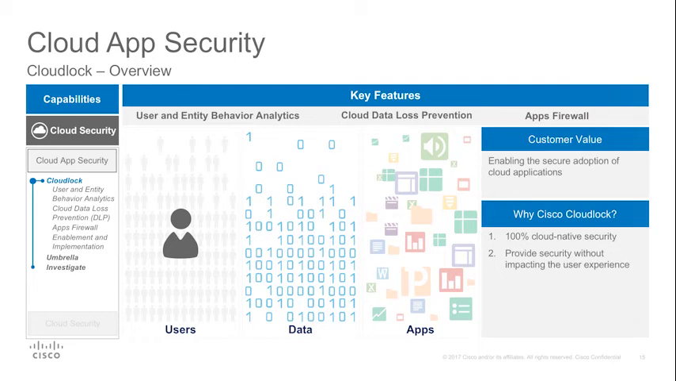CloudLock is able to protect sensitive data already in the cloud, as well as cloud-to-cloud traffic through user and entity behavior analytics, cloud data loss prevention, and Apps Firewall. Learn more about the benefits of each of the components, starting with user and entity behavior analytics.